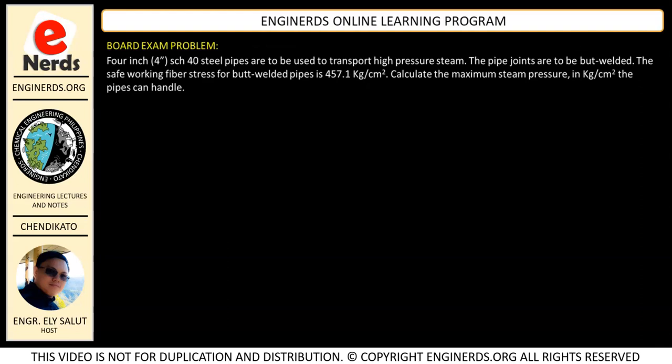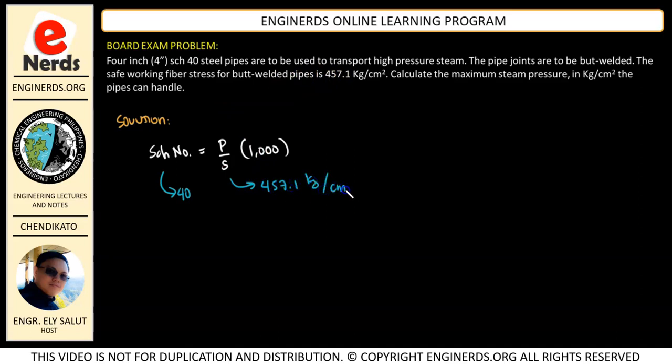Okay, so going back to this problem, let us now try to solve it. Okay, so we will have our solution down here. So, katulad nung kaninang given natin, yung modified Barlow equation. So, we have our schedule number, which is equal to P over S times 1,000. Okay, so ano ba yung mga given natin dito? We know the schedule number of our pipe. Okay, so we know that our schedule number is 40. Okay, and then given sa atin yung ating safe working fiber stress. So that means our S is equal to 457.1 kilogram per centimeter squared. So, ang pinahanap sa atin is yung maximum steam pressure in kilogram per centimeter squared. So, ito yung ating required.